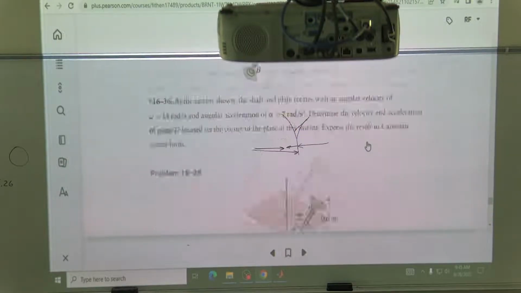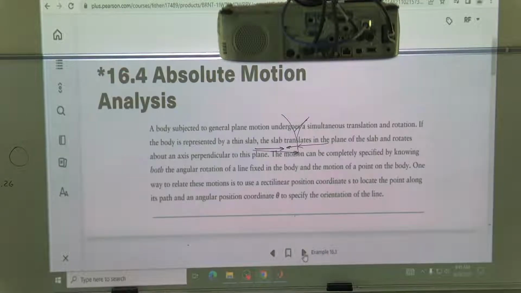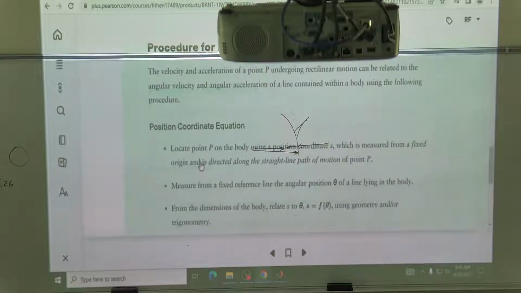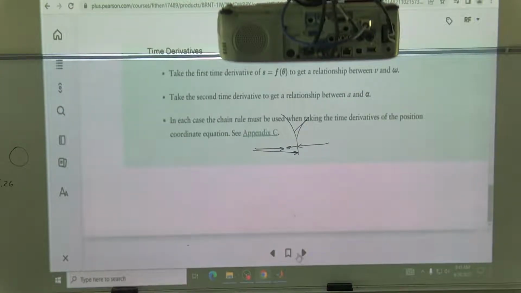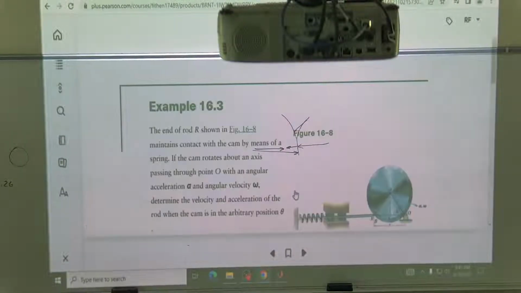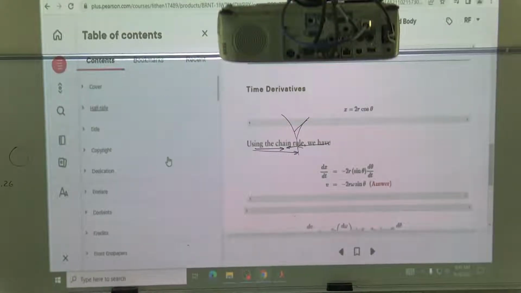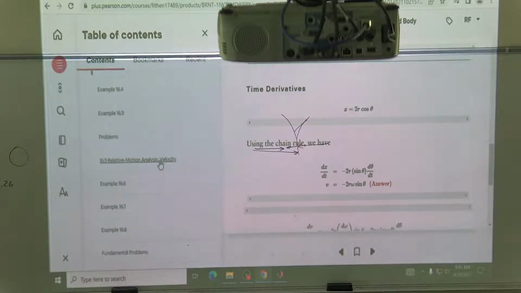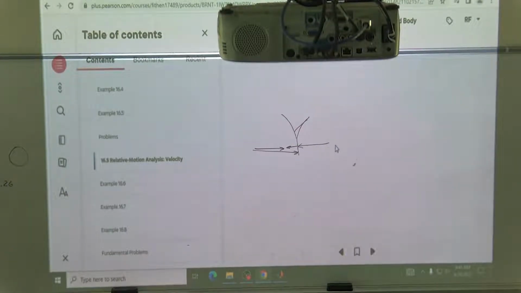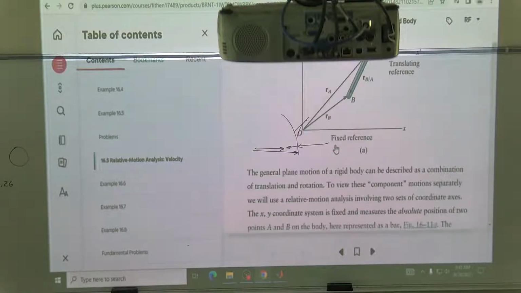So all these are pretty much straightforward. Let's see. Let me kind of get down here. I don't think we'll cover this one. The absolute is if you generate an equation for it. I think we'll skip that section and then go to relative motion. And what we'll do is pick up, this is where all the action starts happening in here.